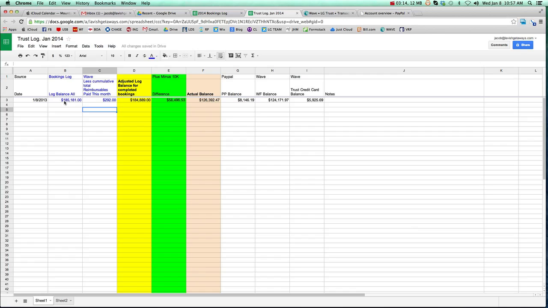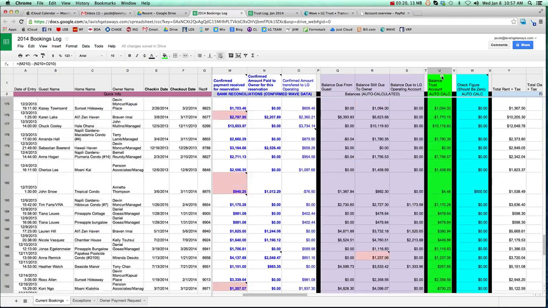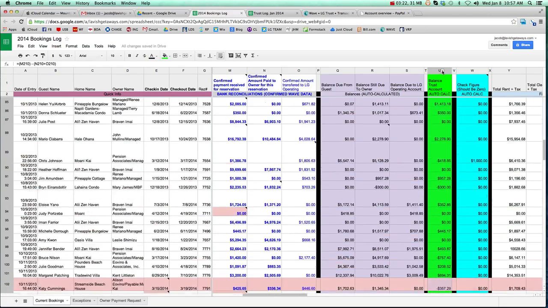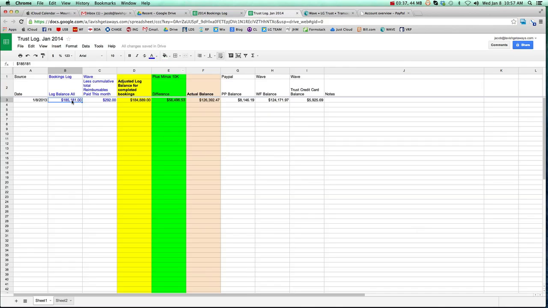Okay, but first of all, I'm getting ahead of myself. On the bookings log, to get this number, all you do is you come here and you drag all of the bookings in the green column all the way up to the top, and that gives you the sum of every deal, basically. How much money should be in our bank account for every deal. And there it is, 185,181. I don't put in the cents. 185,181, that's close enough.